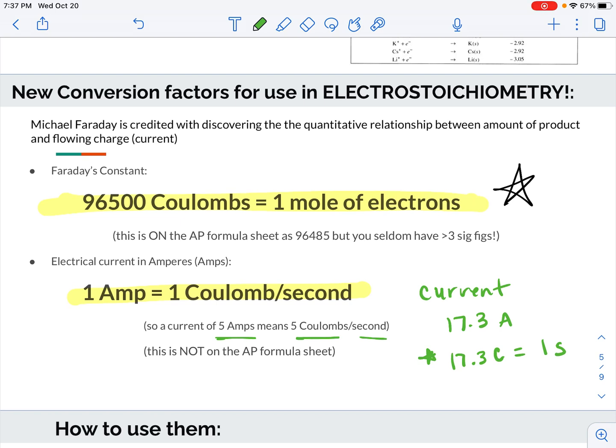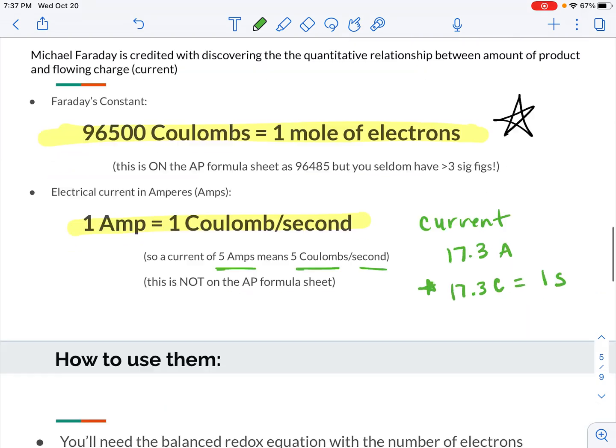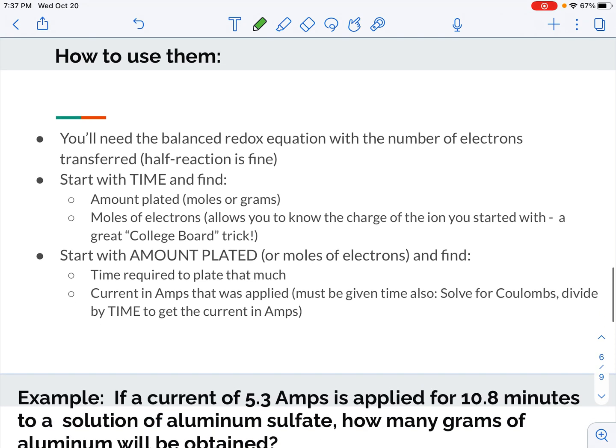And you would be either solving for current, which means you're solving for how many coulombs per second, or you're going to use the current as a conversion factor to go between time and the current to get you to coulombs to get you to moles of electrons. So I'll give you a short version of how this works.